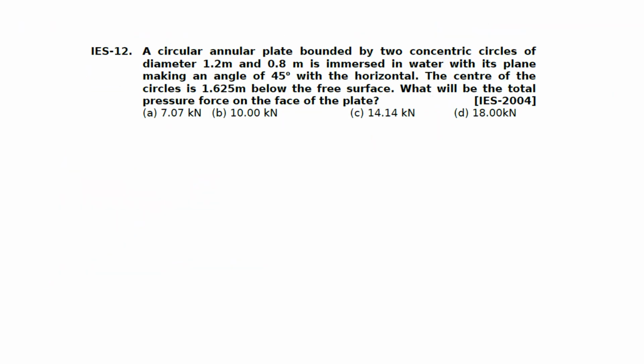Next question. A circular annular plate bounded by two concentric circles of diameter 1.2 and 0.8 meter is immersed in water with its plane making an angle of 45 degrees with the horizontal. The center of circles is 1.625 below the free surface. What will be the total pressure force on the face of the plate? So they are asking what is the total pressure force on the face of the plate. These are the options.